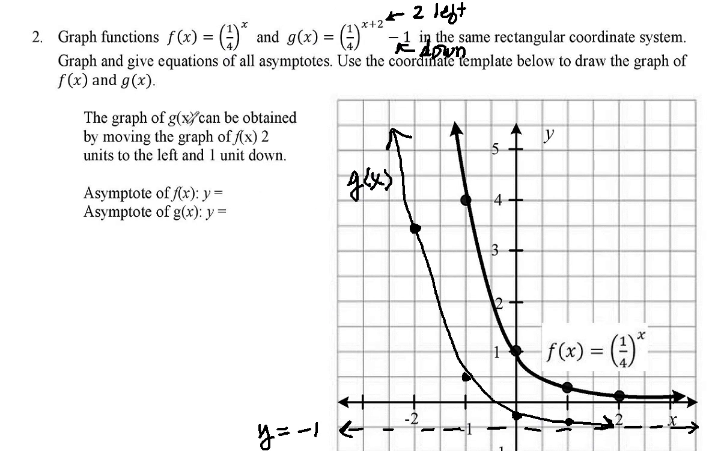So g of x can be obtained by taking the graph of f of x and moving it 2 units to the left and 1 unit down. That's what we did to graph. Our asymptote for f of x was y equals 0, and our asymptote for g of x was y equals -1 because we shifted everything down 1 unit. You're going to do a similar exponential function that's just shifted. Just remember the inside numbers shift the opposite direction. So a +2 shifts in the negative direction, and a -2 would shift in the positive direction.